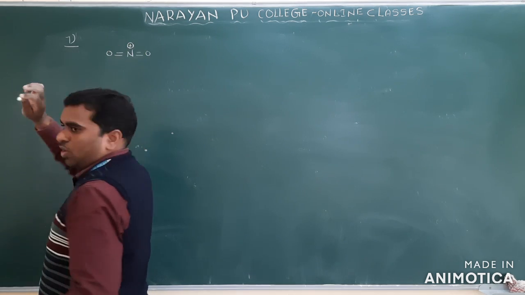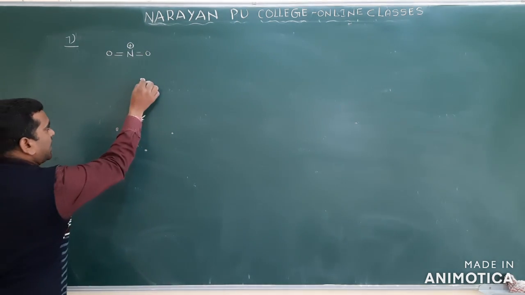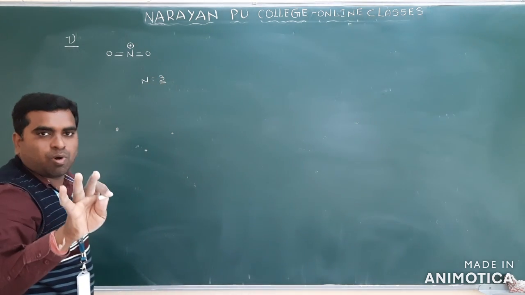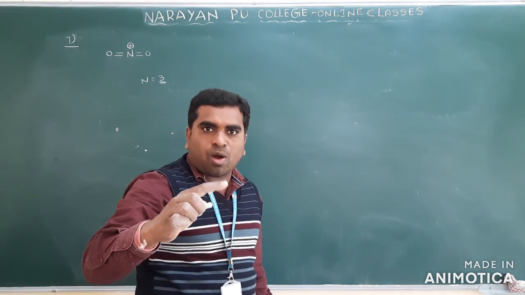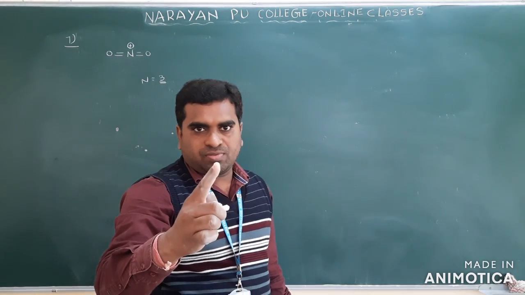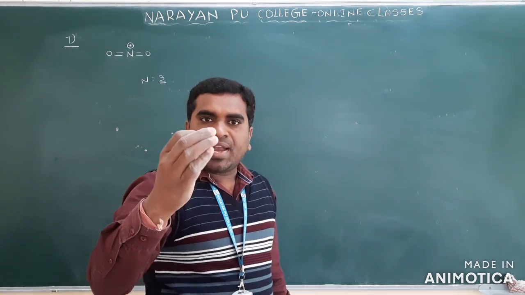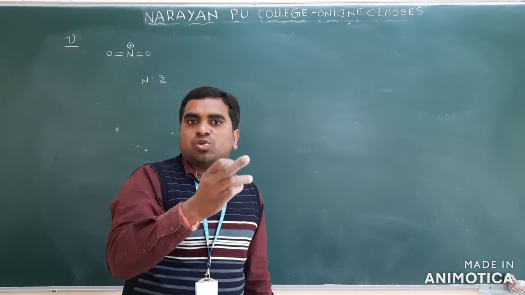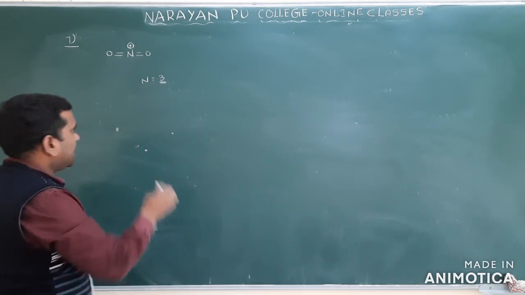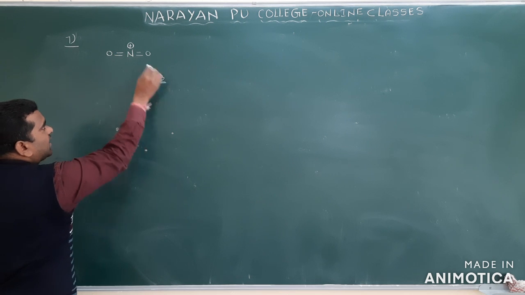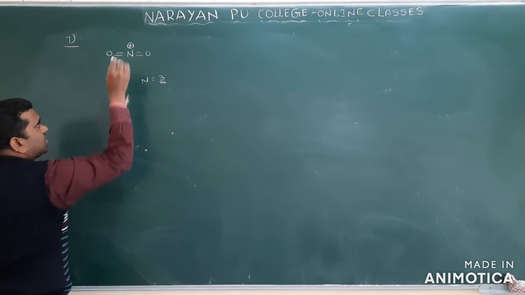Remember, I already said nitrogen has to form how many bonds? 3 bonds. If nitrogen is forming more than 3 bonds, nitrogen should get a positive charge. More means positive. If nitrogen is forming less than 3 bonds, there should be a negative charge on the nitrogen. See, nitrogen is forming how many bonds? 1, 2, 3, 4. More than 3 means plus charge.